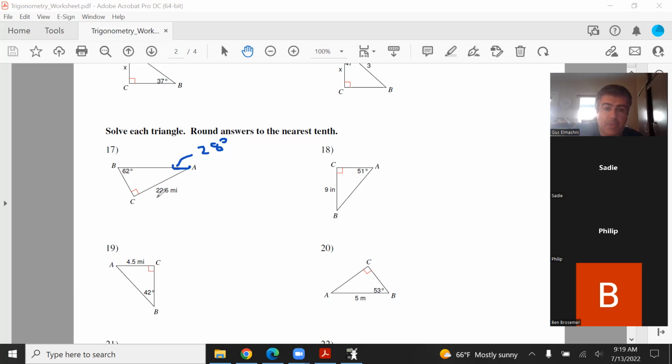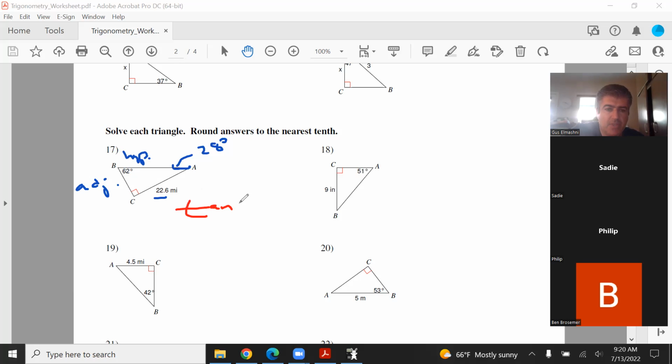Now, this side is 22.6. 62 is clearly adjacent. That's clearly the hypotenuse, right? Looks like a cone. So it's up to you which one you want to solve for. First, you want to solve for the adjacent or hypotenuse. Doesn't really matter. Let's say you want to use tangent. So you want to solve for the adjacent.